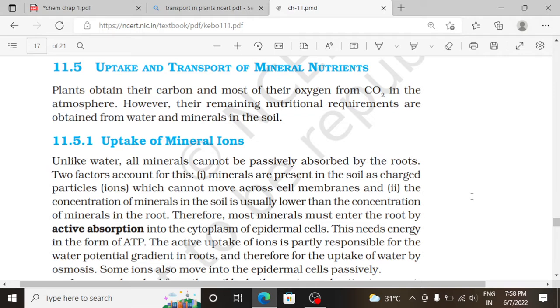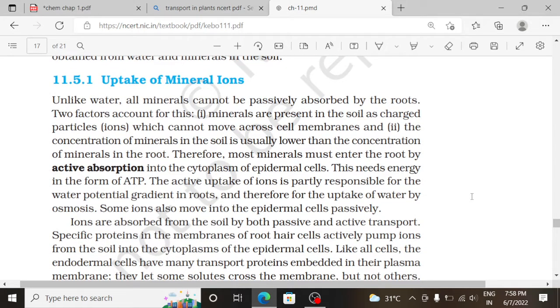Plants obtain their carbon and most of their oxygen from CO2 in the atmosphere. However, their remaining nutritional requirements are obtained from water and the minerals in the soil. Uptake of mineral ions. Unlike water, all minerals cannot be passively absorbed by the roots. Two factors account for this.